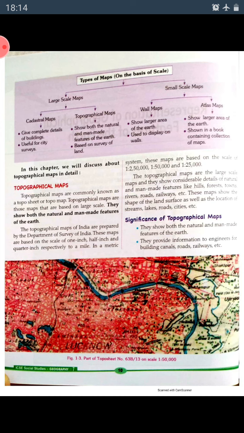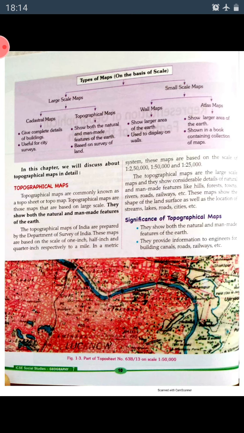So the blue color you can see shows the water body. It may be a river, a stream, a pond, or a lake. So that is shown with the blue color. Then the yellow color shows the cultivable land. Then brown color shows the mountain. So there are different colors on this topographical map which show different types of things on this map of that place.